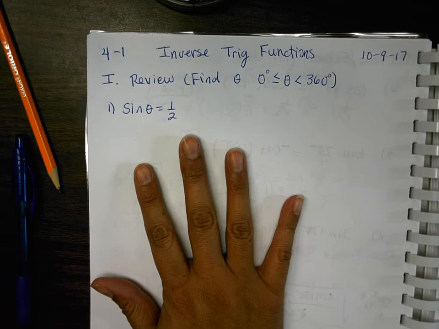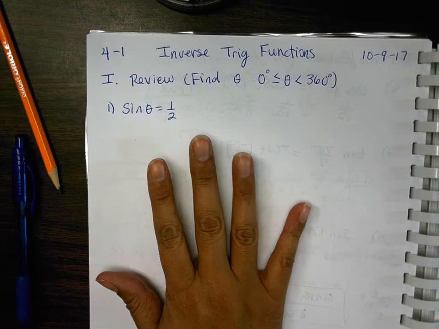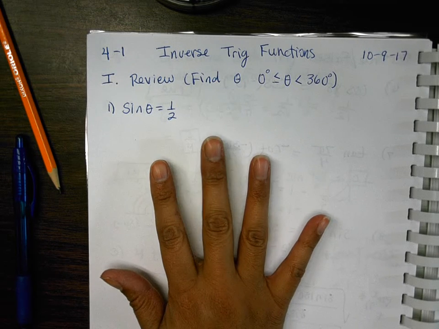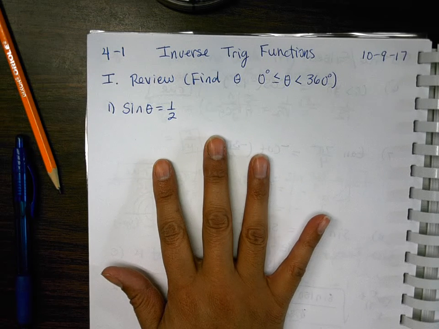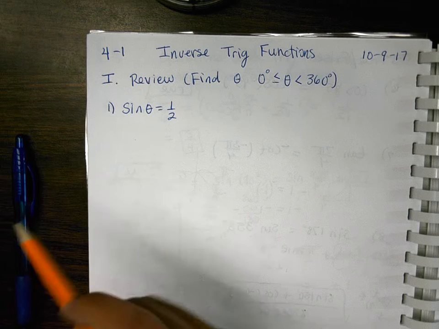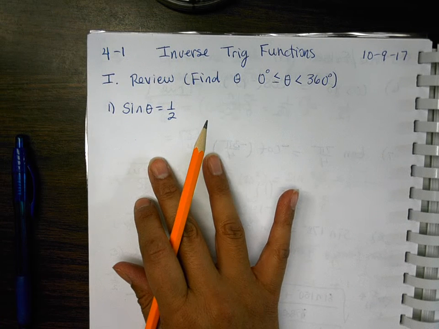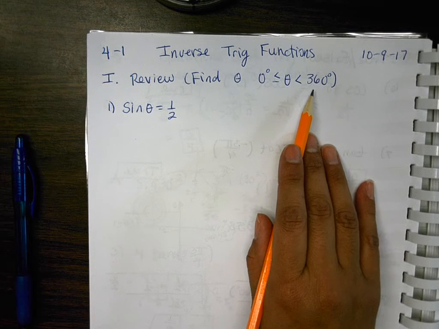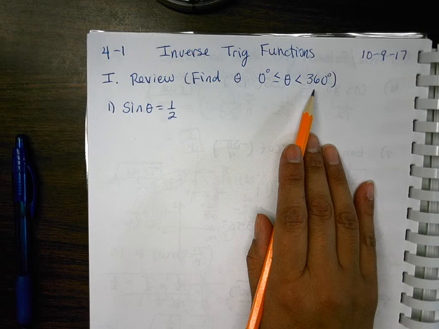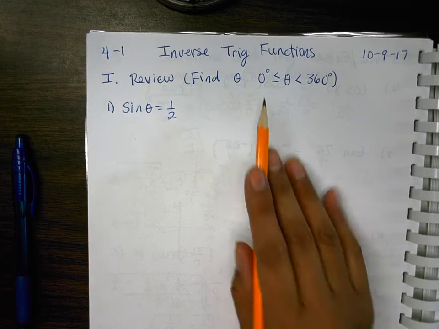Do you guys remember these? We just did them at the end of the unit. These were on the test. Do you guys remember them? Yes. How many answers did we come up with? 2. Could 360 be one of the answers? No. Instead of 360, we use 0.